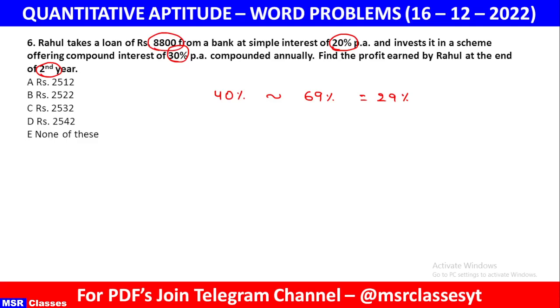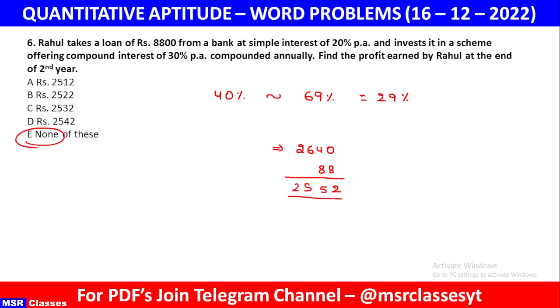30% of 8,800: 800 times 3 is 2400, plus 240 is 2640, right? 2640 is the 30% value. From here subtract 88, which gives 2552. Option E is the final answer for this question, none of these. 2552. Done.